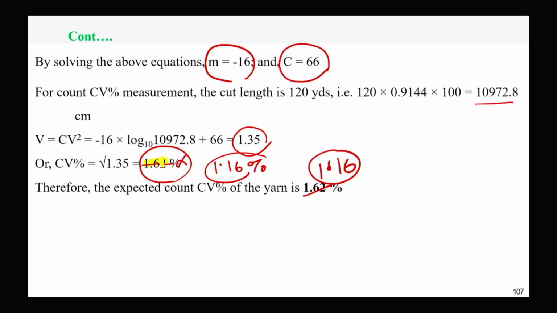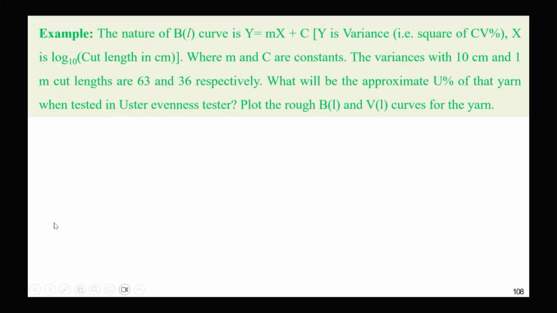So this is wrong. So it will become 1.16. Okay. Next one.